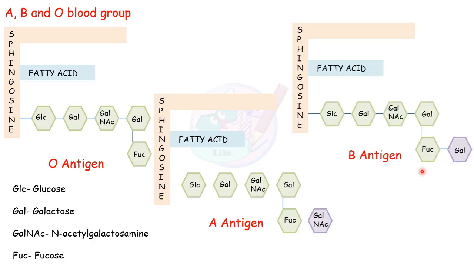And next one is B antigen. They are also similar, these 5 sugar units are exactly the same except for this last one, which is galactose, and because of this difference in their sugar unit, they act as antigens.